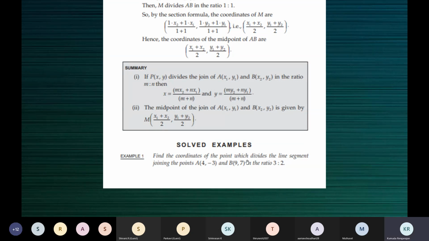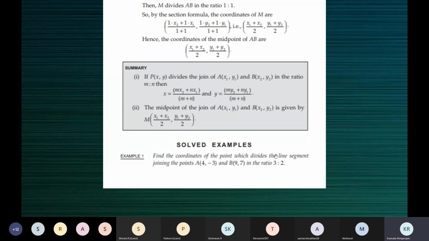Find the coordinates of the point. So let that point be P, given by the address x comma y. You can call it anything, any letter other than A and B. You can call it D or C. So we need to find the coordinates of a point. Let that point be called P and let the address of that point be x comma y.